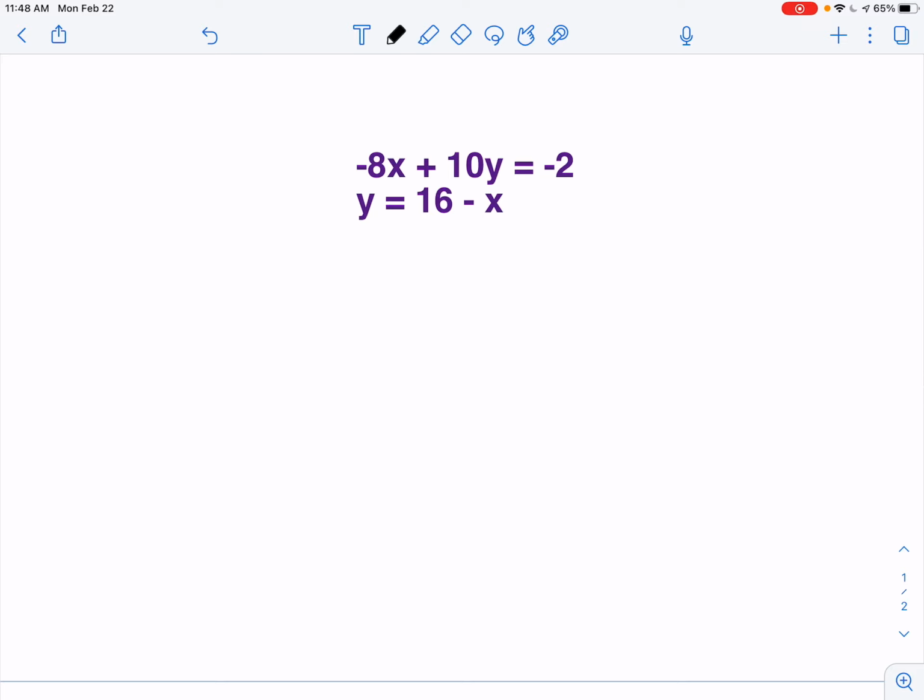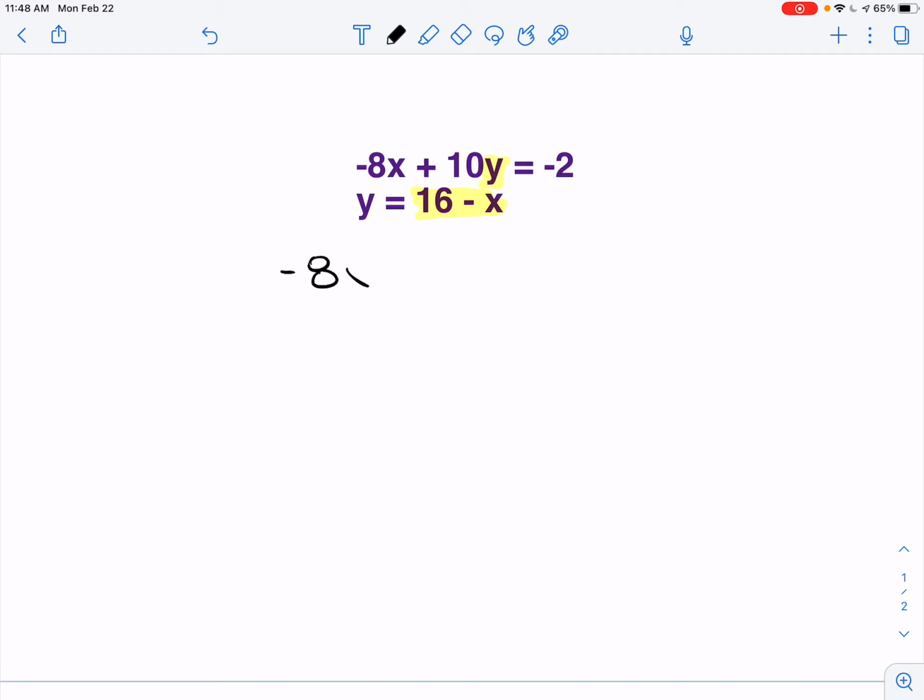Okay, in this example, again, I start off and look at my 2 equations and ask, do either of my equations have it written as x equals or y equals? Sometimes you have an a and a b or an h and a k, just depending on how the equations are written. So I have y equals 16 minus x. So this is the value that I'm going to substitute in for y in my top equation. So let me write that equation.